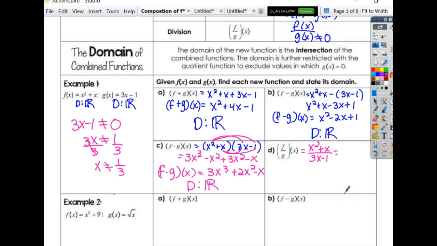Does everybody see where that came from? So that's going to be a restriction in our domain. We can't use that, right? That's a no-no. So the other thing I want to check real quick on top: if I factor out an x, can I cancel something? If I take out an x, I get x plus 1. Does anything cancel? No. So I can't do anything else. So my domain is going to be x such that x does not equal 1/3.